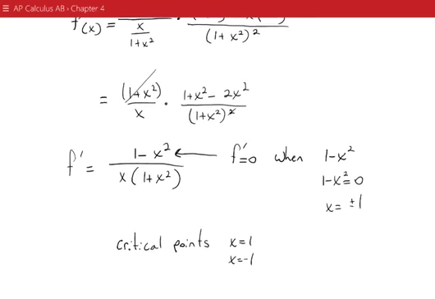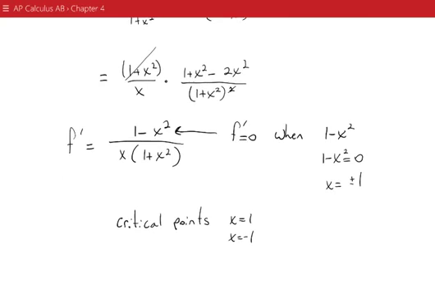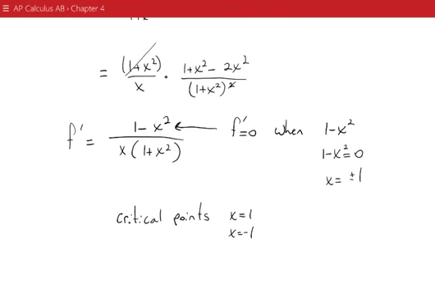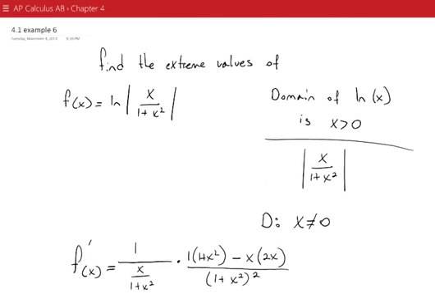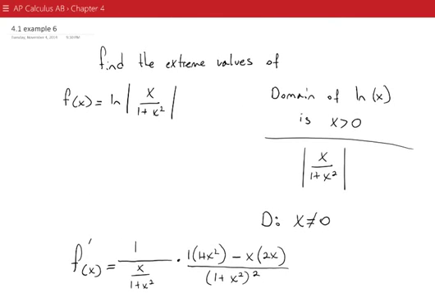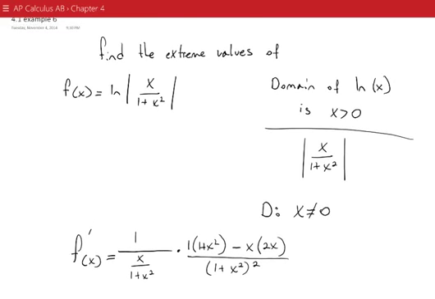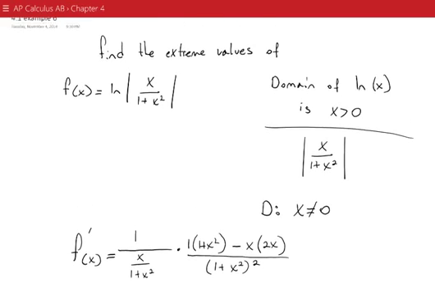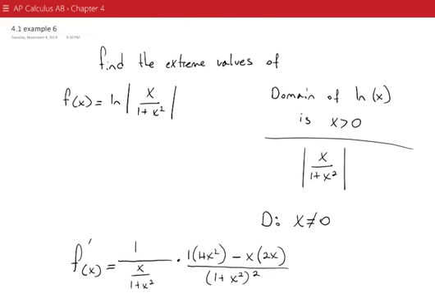In order to determine whether or not these are a max or a min or neither, we can look at the original function and see what's going on, or we could look at it graphically. In this case, this function is complicated enough that you're probably not going to see it on a portion of the test where they expect you to not use your calculator.